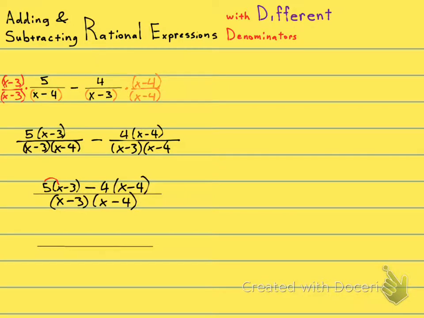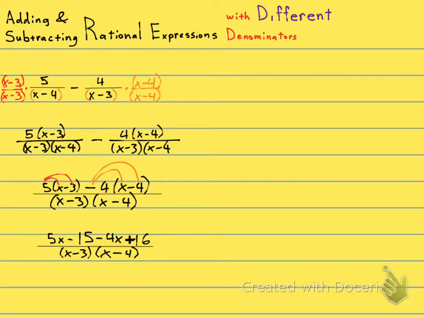5 times x, 5x, 5 times negative 3, negative 15. Negative 4 times x, negative 4x, negative 4 times negative 4, a negative times a negative is a positive 16. Okay, I'm going to make this bold. All right, all over my common denominator of x minus 3, x minus 4.